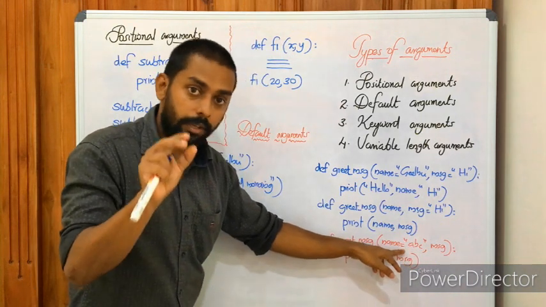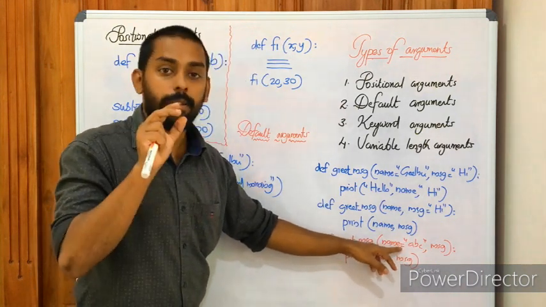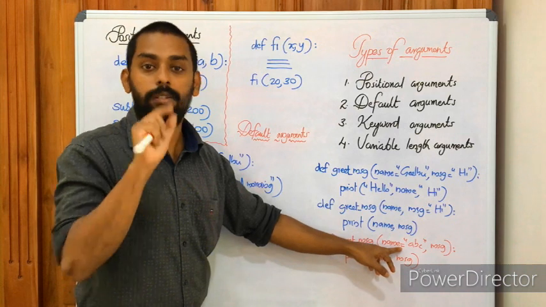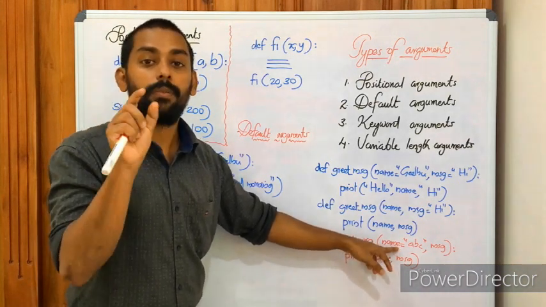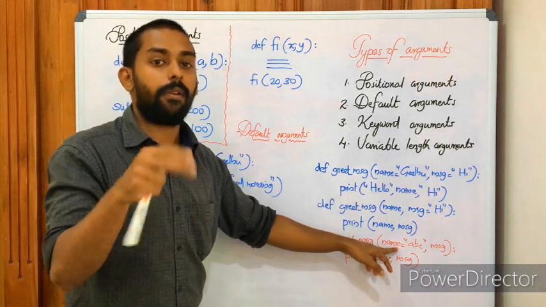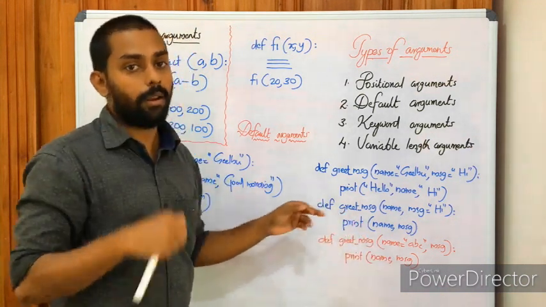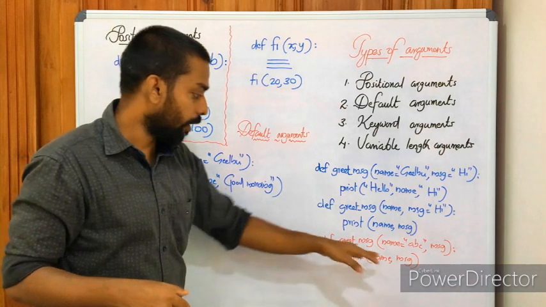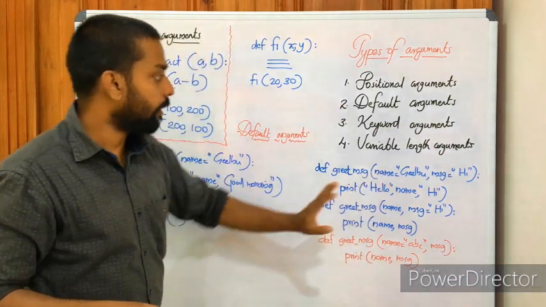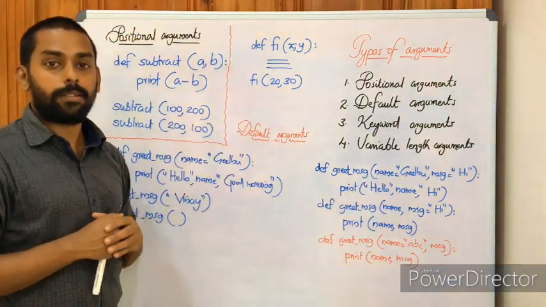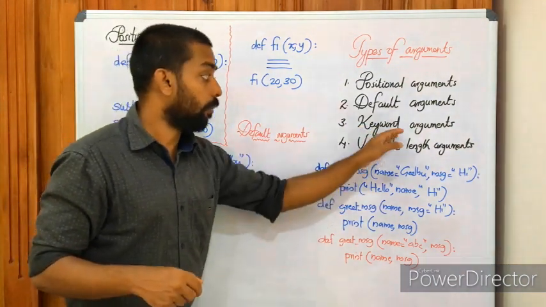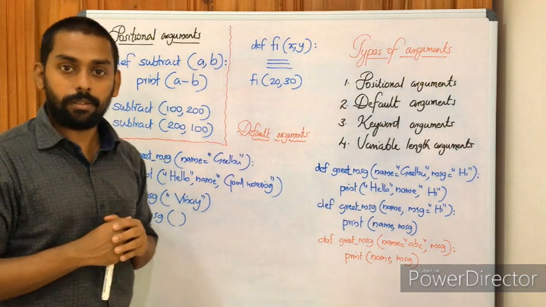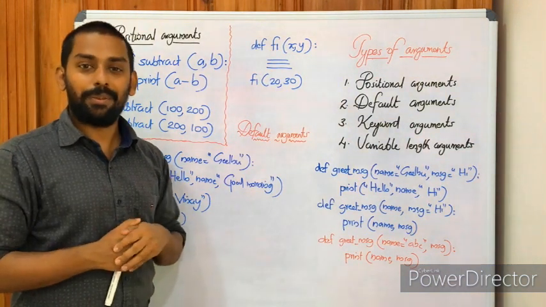It is very simple. Default arguments cannot be added as the first argument. A default argument cannot be added as the first formal parameter. It must be after the positional or normal argument or parameter. So this is all about positional arguments and default arguments. We can see keyword arguments and variable arguments in the next session. So thank you for watching.